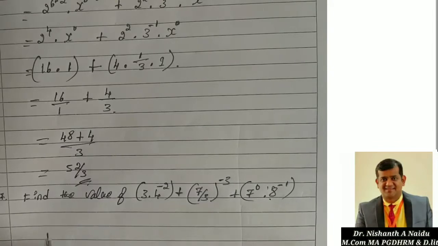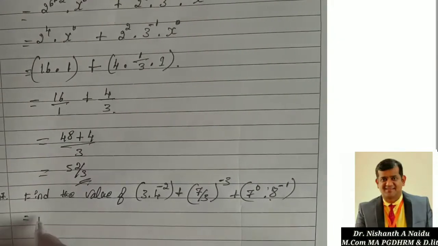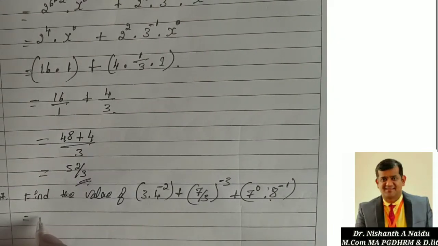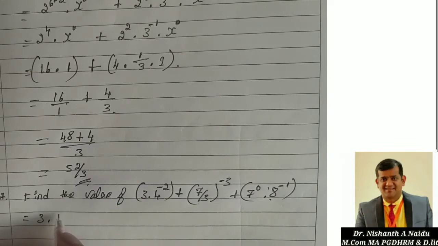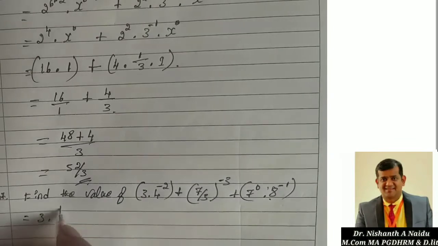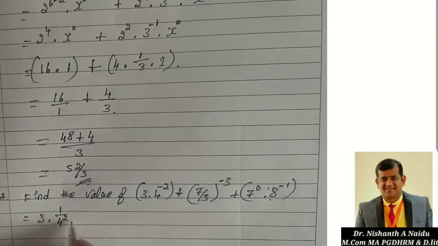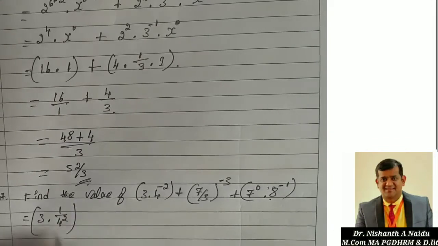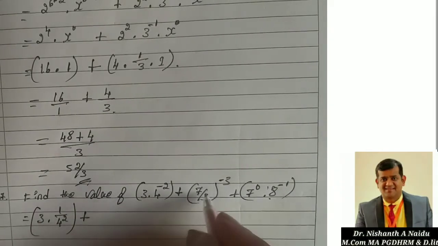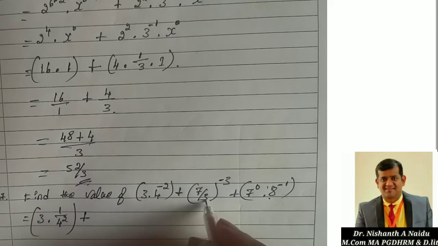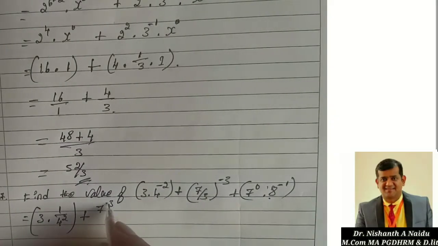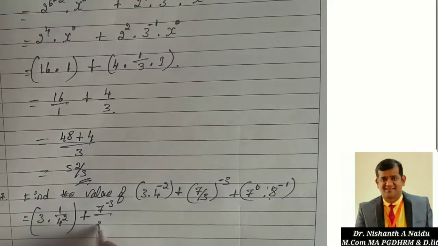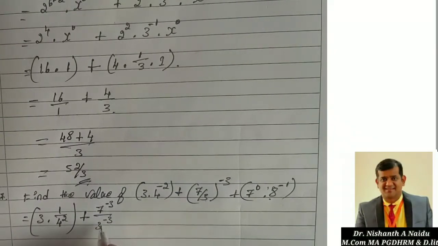Okay, so now let us simplify that. That is 3 into 4 to the power minus 2. So that will be written as 1 divided by 4 to the power 2. Correct. Plus 7 divided by 3. So 7 into minus 3, that is 7 to the power minus 3 divided by 3 to the power minus 3.